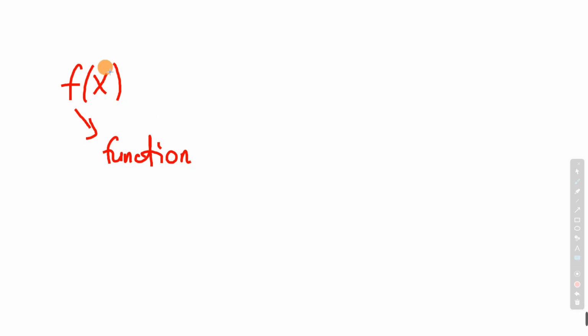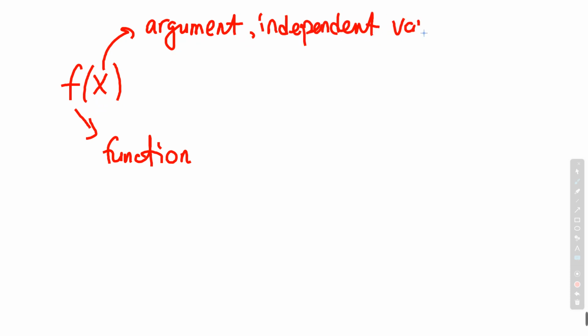And so x is what? It is the argument of the function. So here, the function has only one independent variable, or argument. Sometimes we call this an independent variable. So here we have only one independent variable. If you know the value of x, you can easily compute the value of f of x.